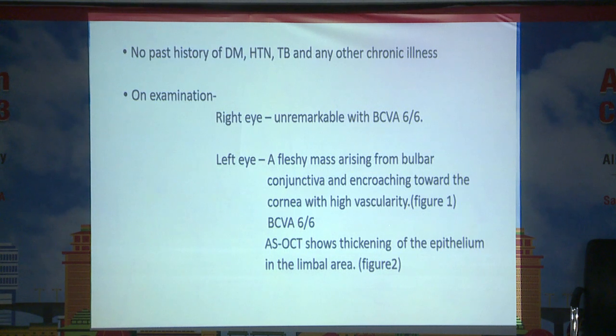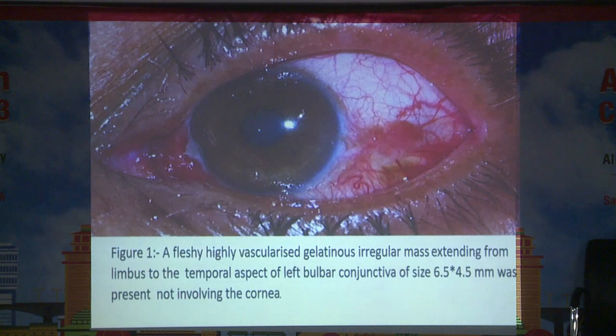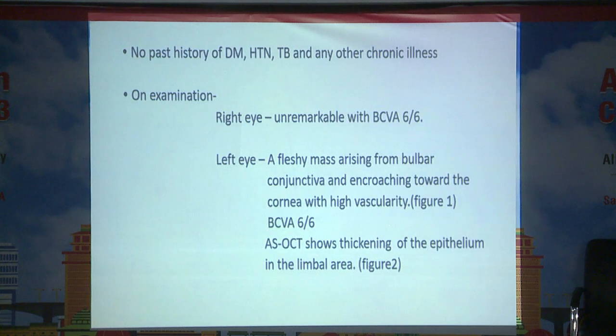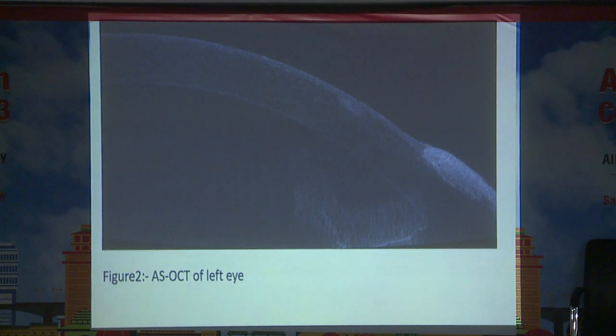No past history of diabetes mellitus, hypertension, TB, or other chronic illness. On examination, the right eye was unremarkable with best corrected visual acuity 6/6. In the left eye, there was a fleshy, vascularized, gelatinous, irregular mass extending from the limbus to the temporal aspect of the left bulbar conjunctiva, of size 6.5 by 4.5 mm. This is the ASOCT of the patient's left eye, which shows thickening of the epithelium layer.